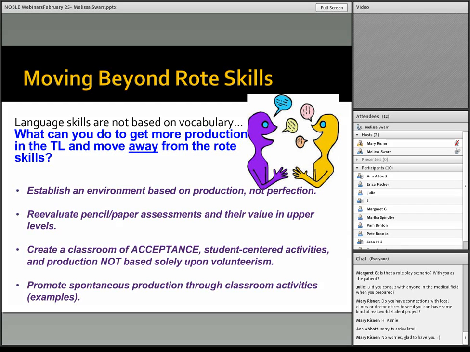Another one that I do is, instead of memorizing vocabulary, they must come up with a description of what the vocabulary item does, how it works, what it's for.